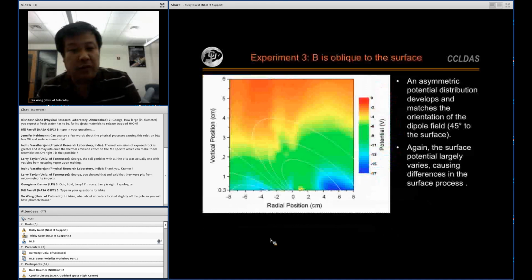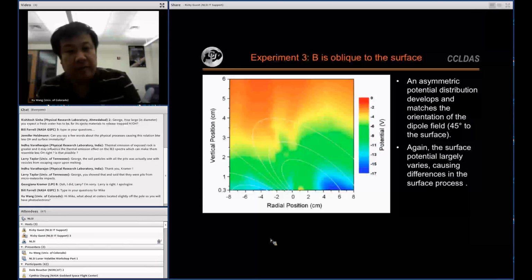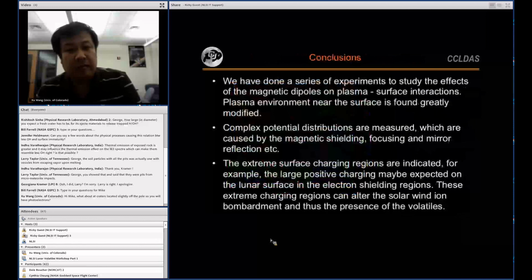So this is basically where we turn the magnetic field 45 degrees. What we observe is an asymmetric potential distribution that matches the orientation of the dipole field. Also, you see a large variation in potentials on the surface that can also cause differences in surface process. Next.